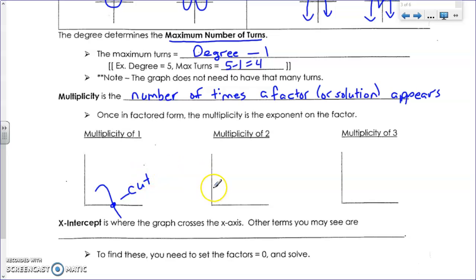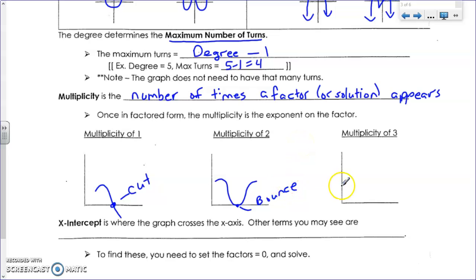If you have a multiplicity of 2, does anybody remember what it does for a multiplicity of 2? Okay, so it bounces. It's like a ball. It's going to bounce, and it can do it upside down or this way, so it could do reflection. So I always look at this as a bounce. So anytime a factor appears twice, it's going to make a bounce wherever it appears at that 0.